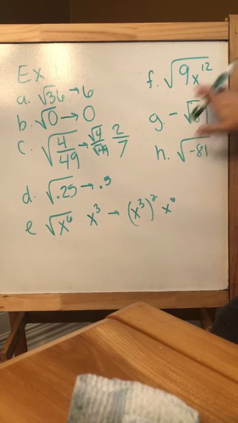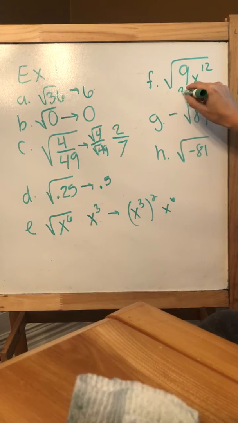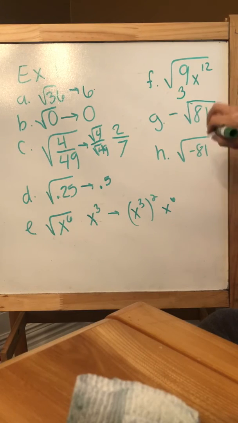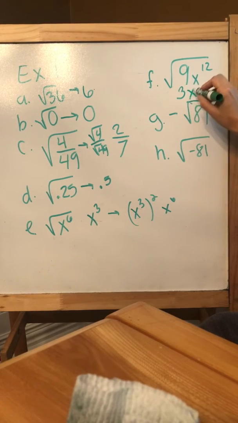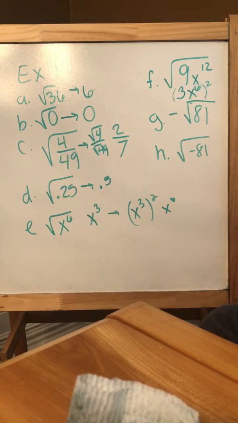Okay, so let's look at letter F, which is 9x to the 12th. We're going to do the same concept as we did in E. The first thing we can do here is, what is the square root of 9? Well, that's 3. Now, what is the square root of x to the 12th? Okay, so we would have 3x to the 6th. This is the answer here, because if you were to square it, we would have 9, and we would have x to the 12th.